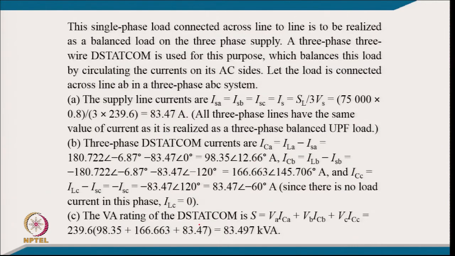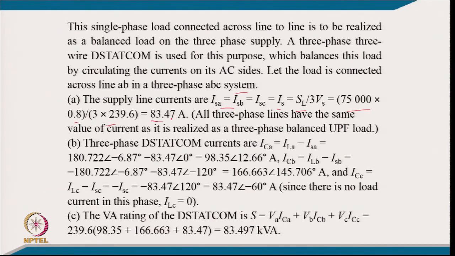So, coming to this, the single phase load connected across line to line is to be realized as a balanced load on the 3-phase supply. A 3-phase 3-wire STATCOM is used for this purpose, which balances this load by circulating the current on the AC side. Let the load be connected across line AB in the 3-phase system, and the supply line current will be ISA equal to ISB equal to ISC equal to IS, and that will be SL upon 3 Vs. So, that will be putting the value of your 75 into 0.8.